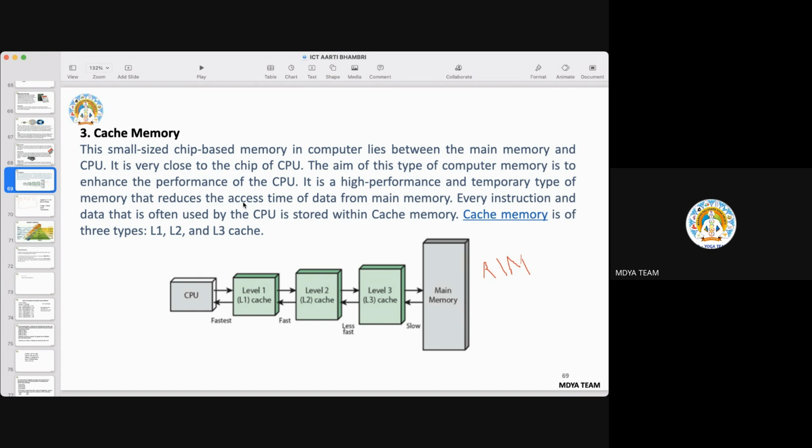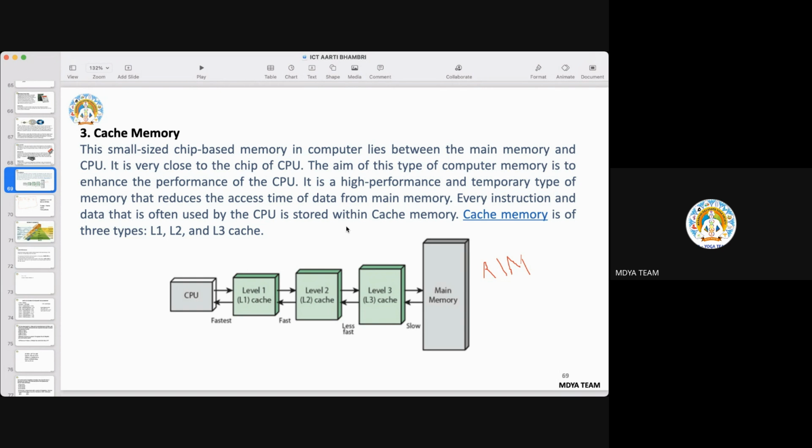The aim of this memory is just to enhance the performance of the CPU by speeding up the processing. So how do you speed it up? The faster the CPU gets the command or instructions, how to process, what to process, the faster the system automatically gets. So for that, this special memory is placed between the CPU and the main memory to enhance the performance. It is a different chip, somewhat costly, but if you want to enhance the functioning of a system, you must need it. So this is a high-performance and temporary type of memory.